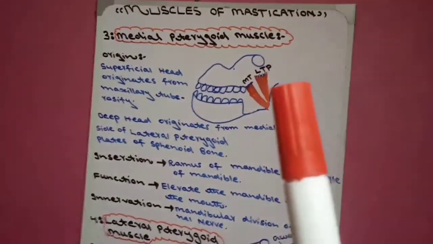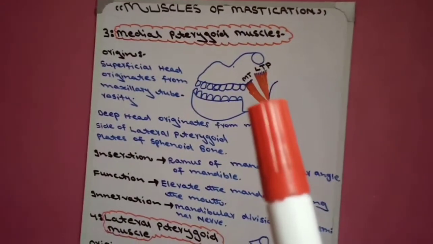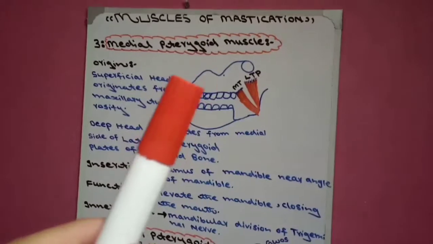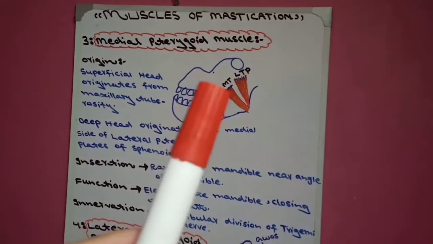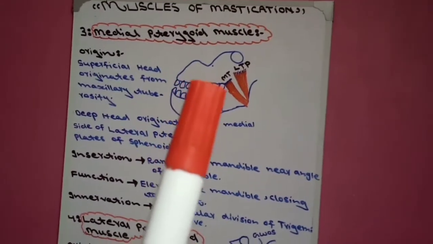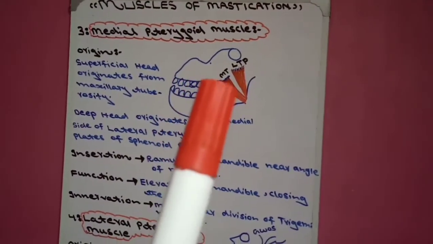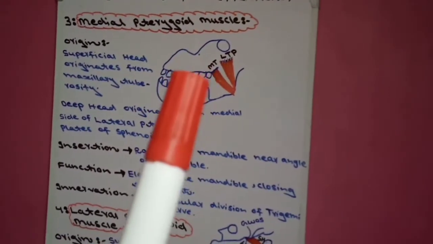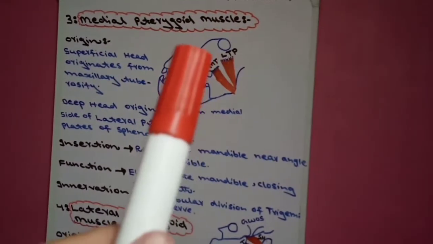Medial pterygoid muscle has two heads. One is superficial and the other is deep. The origin of the superficial head is from the maxillary tuberosity. What is the maxillary tuberosity? The bony elevation beyond the maxillary teeth, beyond the third maxillary molar, is called the maxillary tuberosity.